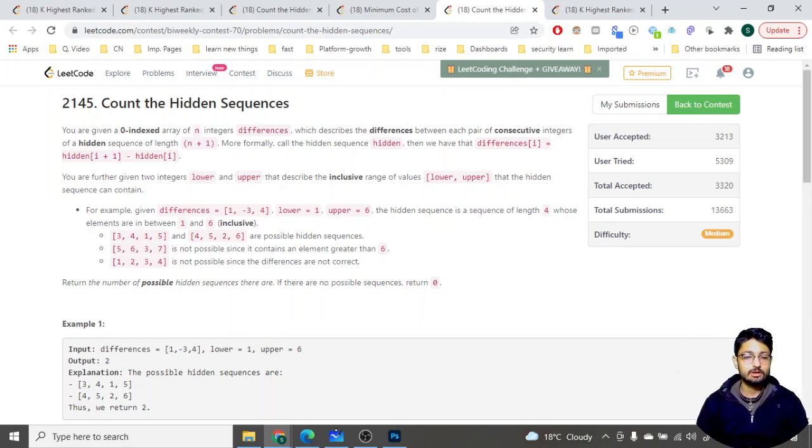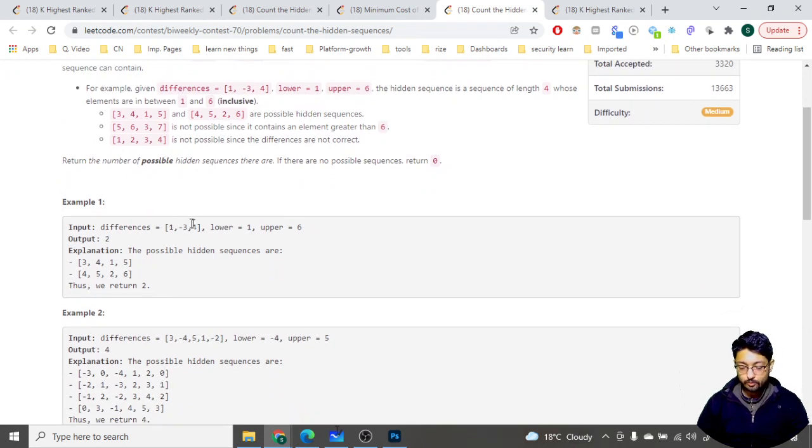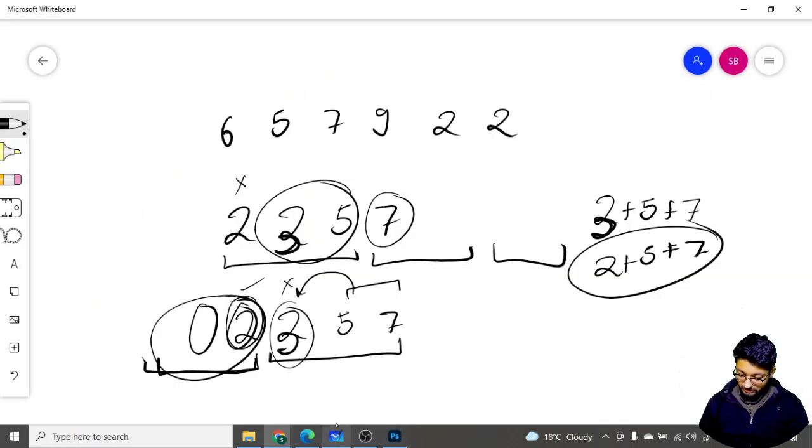That's the overall problem. Now you can pause this video. We'll move down to a drawing board to make it even more clear. If you take this one, that is 1, -3, 4, lower is 1, 6 is upper. Cool. 1, -3, 4.